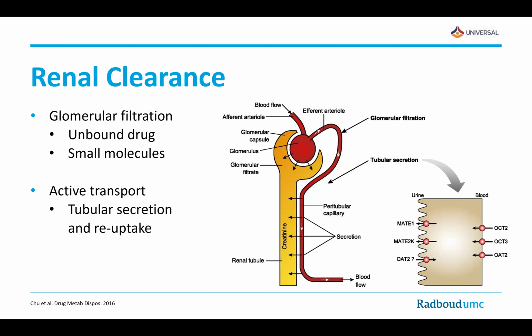Then after a drug is metabolized and is made more soluble, the drugs can be renally cleared from the body. So this can be done by either glomerular filtration, what happens for unbound drugs and small molecules, or by clearance that will take place through active transport. And as you can see in this figure, there are different transporters present in the renal tubes that are responsible for the secretion and the reuptake of drugs and other compounds that are filtered from the body through the kidneys.